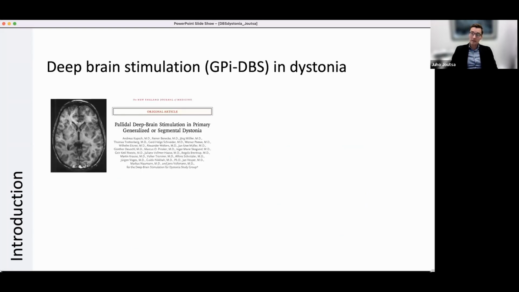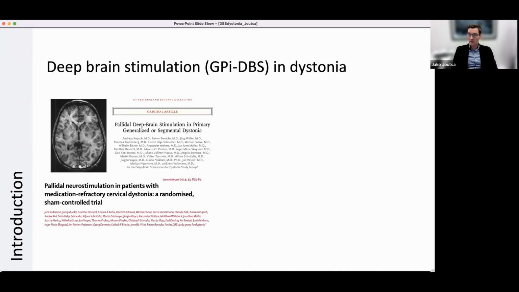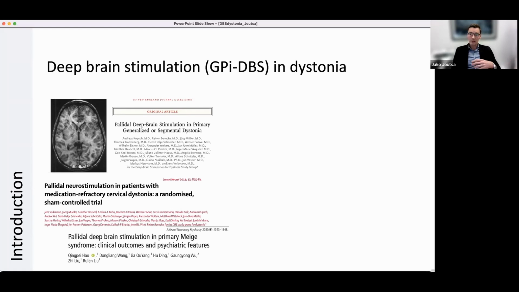So DBS, GPI-DBS, is the most efficacious treatment that is available at the moment for dystonia. We identified this target based on observations with pallidotomy, so it was an easy way to find this target. The efficacy has been validated in multiple randomized studies, and it has been shown that many types of dystonia respond to this treatment.